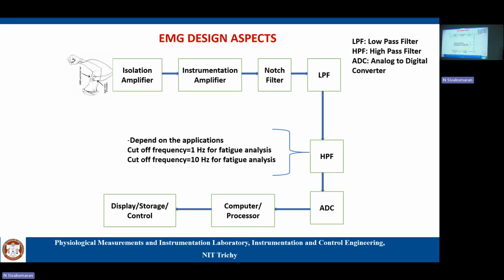So according to the Nyquist criteria, it should be at least twice, right? So it should be at least 1000 hertz. You got my point. So you should have a low pass filter that passes up to 1000 hertz. Then we have the amplifier, your instrumentation amplifier, then the low pass filter, then the high pass filter.